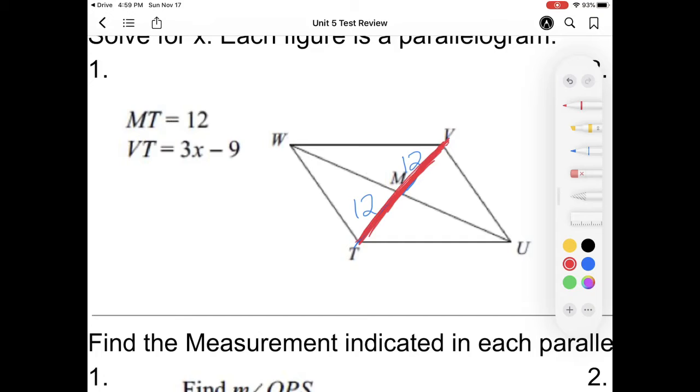Well, if the whole thing is two 12s added together, that means that the whole thing equals 24. So we can set our 3x minus 9 equal to 24. We're going to add both sides by 9, and we're going to get 33 on one side, and our 3x stays. We're going to divide both sides by 3 to get x equals 11. And that is going to be our x value.